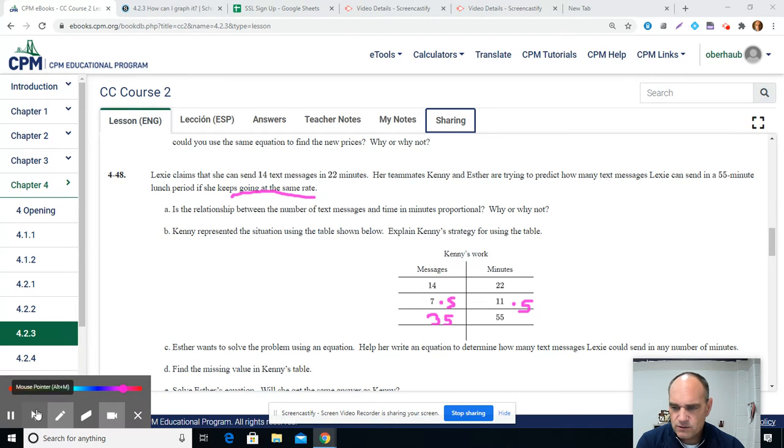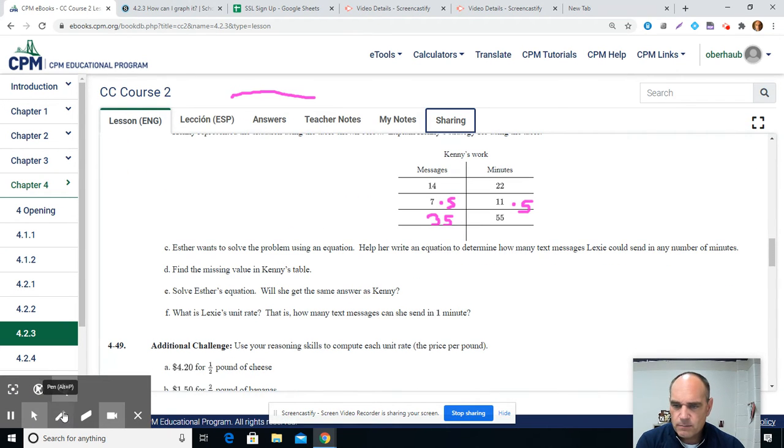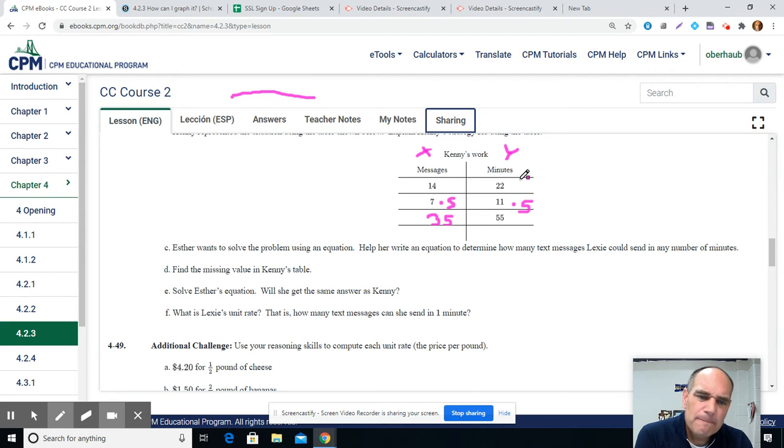Part C, so let me scroll up here a little bit. Part C, Esther wants to solve this problem using an equation. Help her write an equation to determine how many text messages Lexi could send in any number of minutes. So here, I guess, is what I would do. Let's see. I'm going to call this my X and call this my Y.